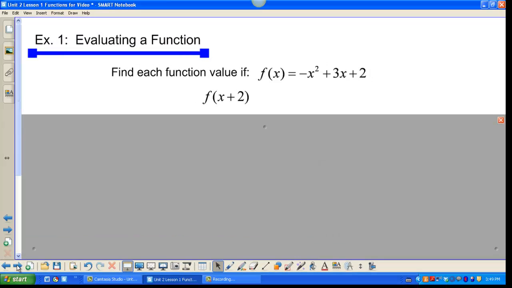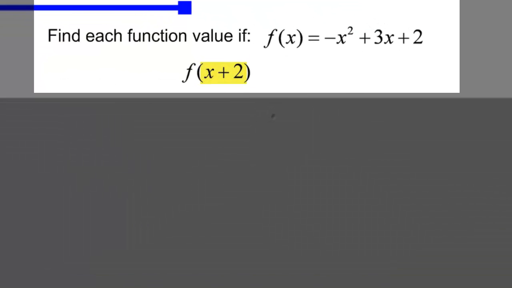We're still evaluating a function, but I gave you something a little bit different. Instead of giving you a numerical value as an input, I gave you an expression. So we're taking the expression x plus 2 and we're putting it into the function negative x squared plus 3x plus 2.